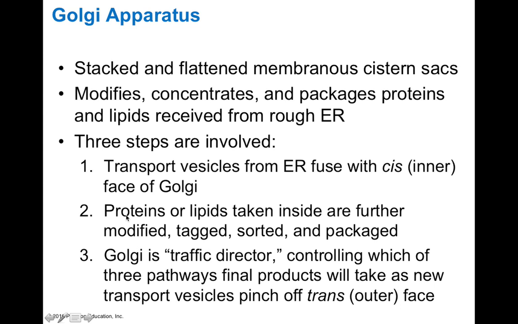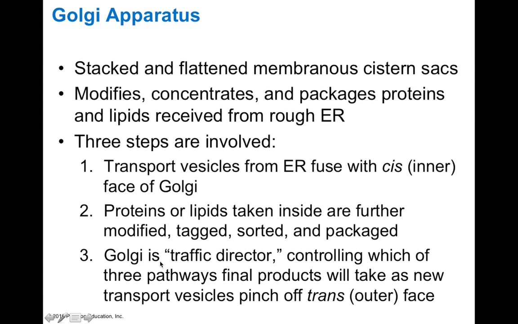You might wonder, how are they modified? Well, those proteins can be cut up in a variety of ways. You can attach other molecules to those proteins. They may be tagged for further processing or sorted in a variety of ways, so that some proteins go to one side of the cell and other proteins go to another. And then possibly even repackaged for transport to other parts of the cell or for secretion.